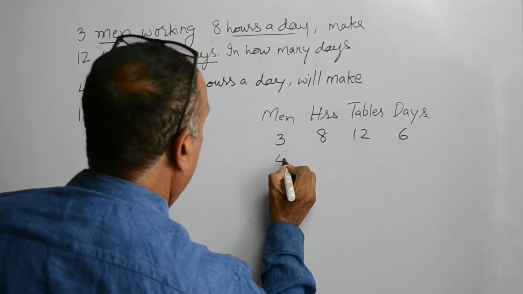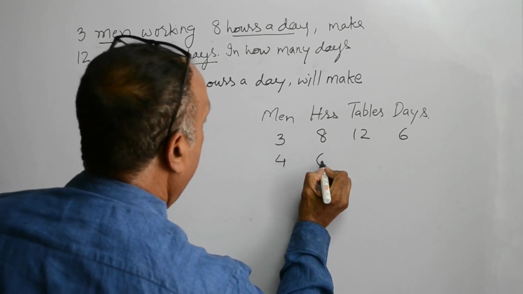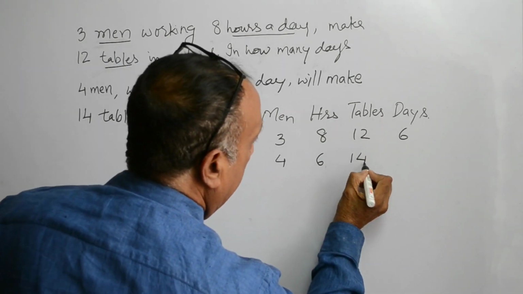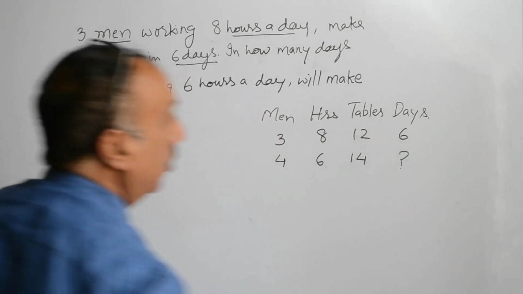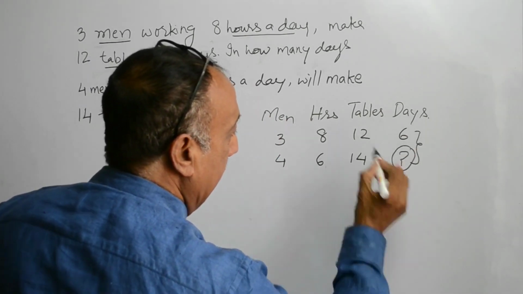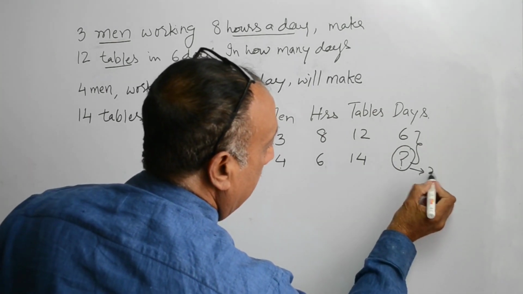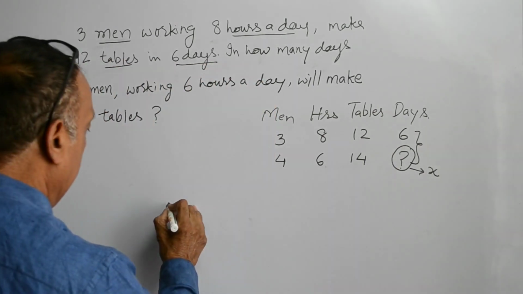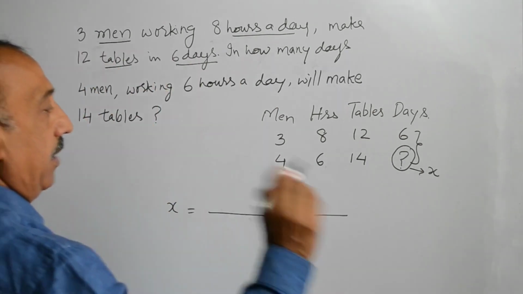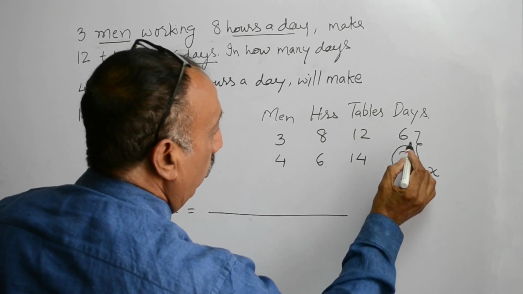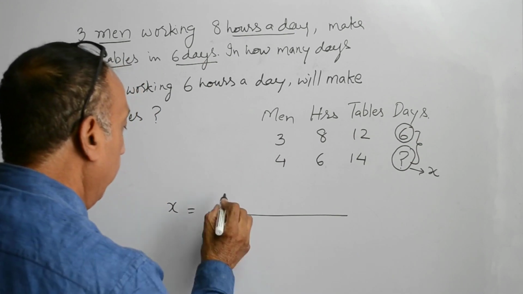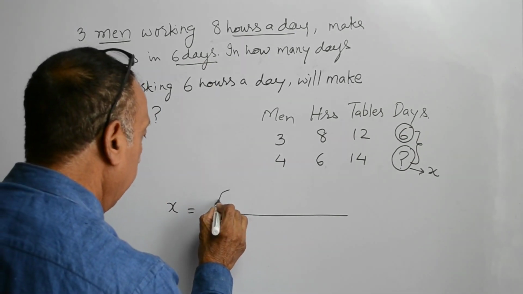4 men working 6 hours will make 14 tables in how many days? So we have to find out this variable, days. Let this be x. So x will be equal to, remember the variable to be found out is always to be multiplied. 6 is always to be multiplied.